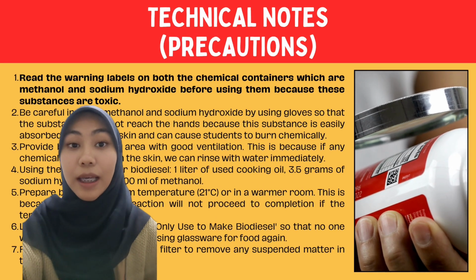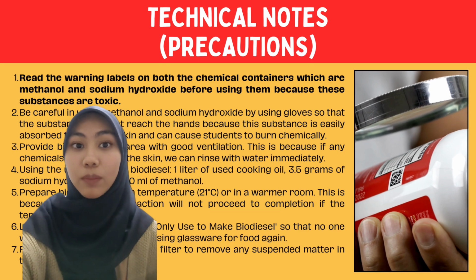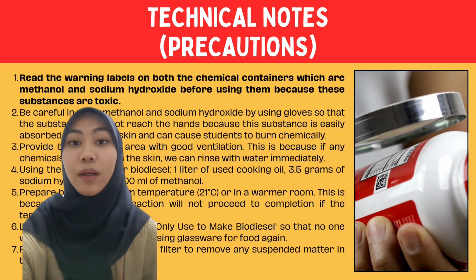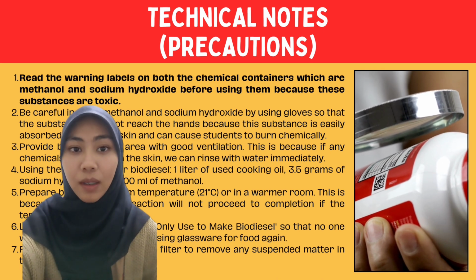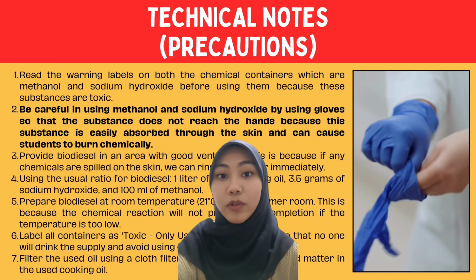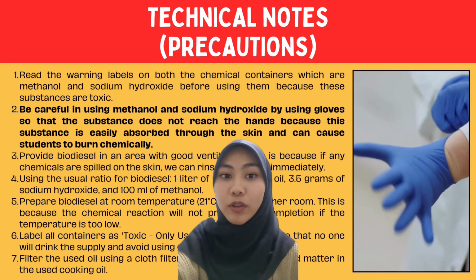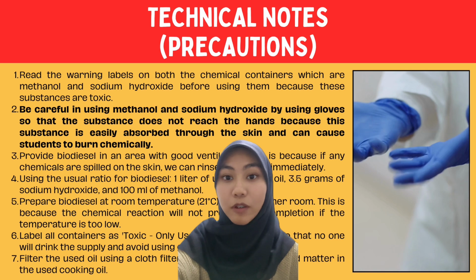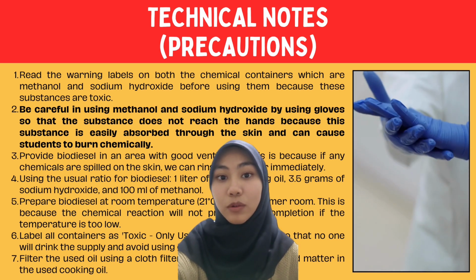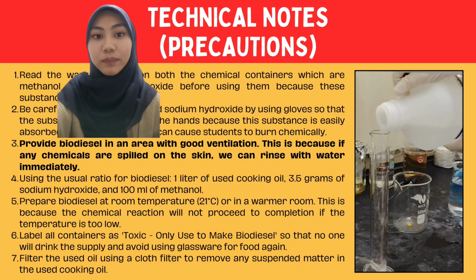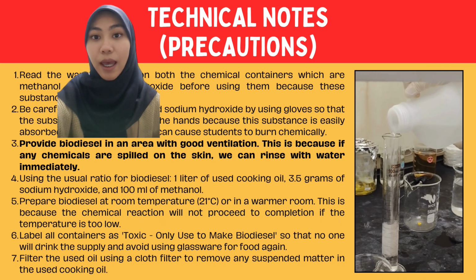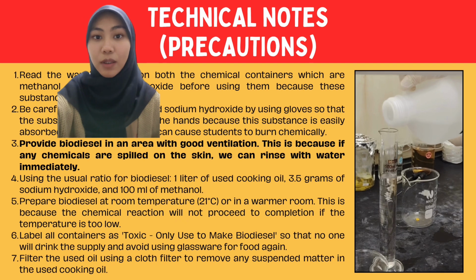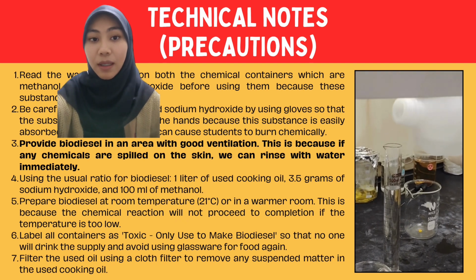Technical notes in this experiment: read the warning labels on both the chemical containers, which are methanol and sodium hydroxide, before using them because the substances are toxic. Other than that, be careful in using methanol and sodium hydroxide by wearing gloves so that the substance does not reach the hands, because this substance is easily absorbed through the skin and can cause chemical burns. And then prepare biodiesel in an area with good ventilation. This is because if any chemical is spilled on the skin, we can rinse with water immediately.